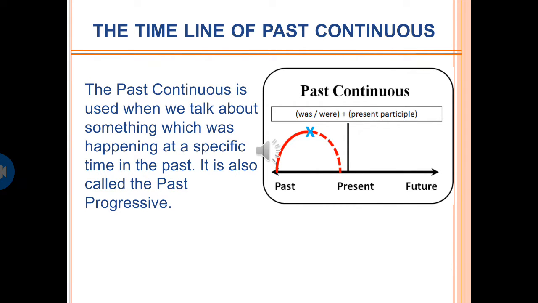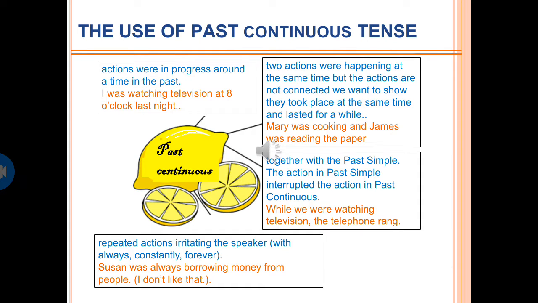The timeline of past continuous. The past continuous is used when we talk about something which was happening at a specific time in the past. It is also called the past progressive. The use of past continuous tense. We use the past continuous tense to talk about actions that were in progress around a time in the past. For example, I was watching television at 8 o'clock last night.